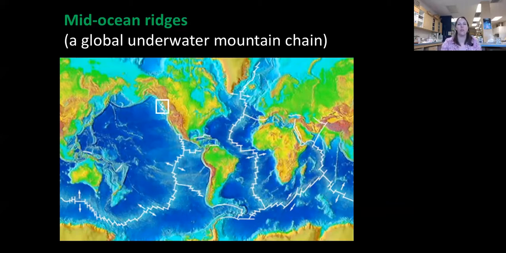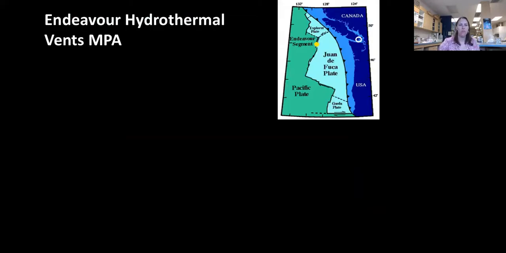So I'm going to show you a little bit about this area here in the square that's off the west coast of Canada, where I live. This is the area that I work on. It's called the Endeavour hydrothermal vents. That MPA means marine protected area. I'll tell you what a hydrothermal vent is in a minute. There's a map here showing the west coast of Canada. The little circle there is where I am in Victoria.